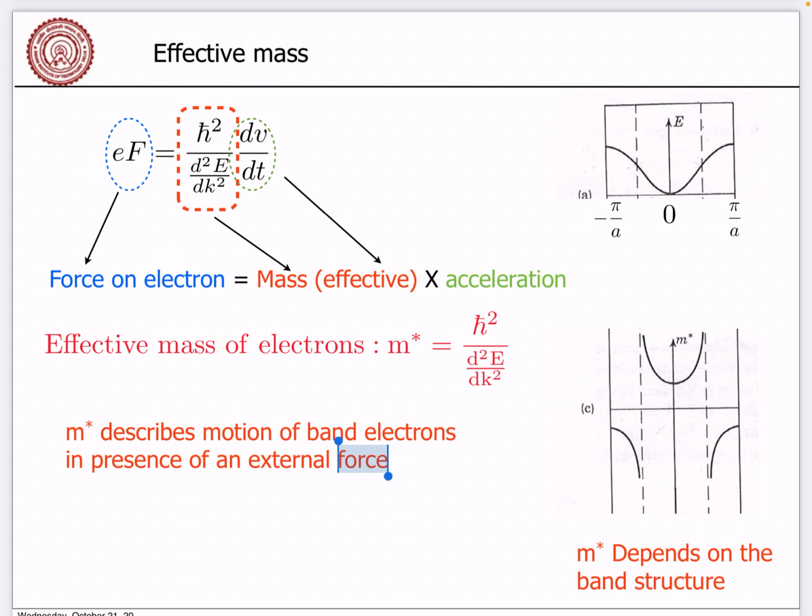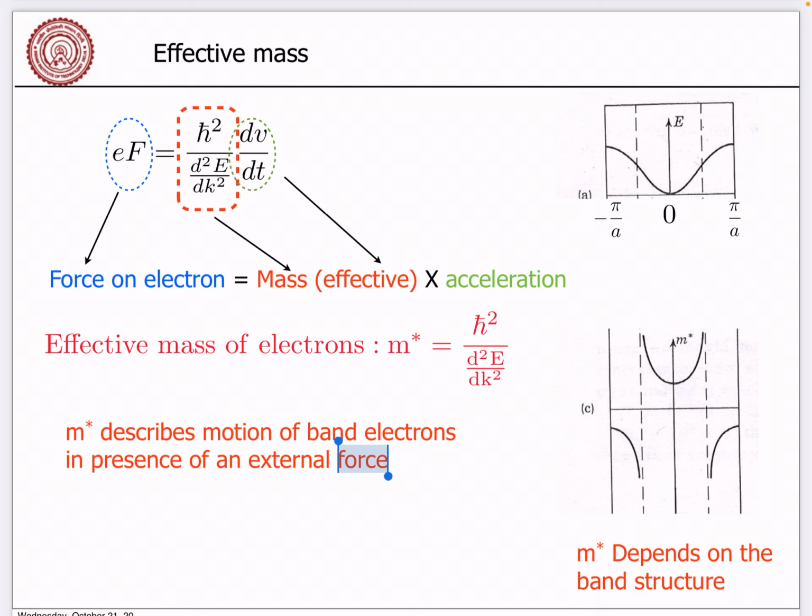So that means when the electrons are moving through a periodic potential, the mass of the electrons is different from the free electron mass, and this mass is dependent on the band structure, right? So we defined a parameter m star, which is equal to the inverse of the second derivative of energy with respect to the wave vector, d2E/dk2. So effective mass we have defined as h square times the inverse of d2E/dk2.